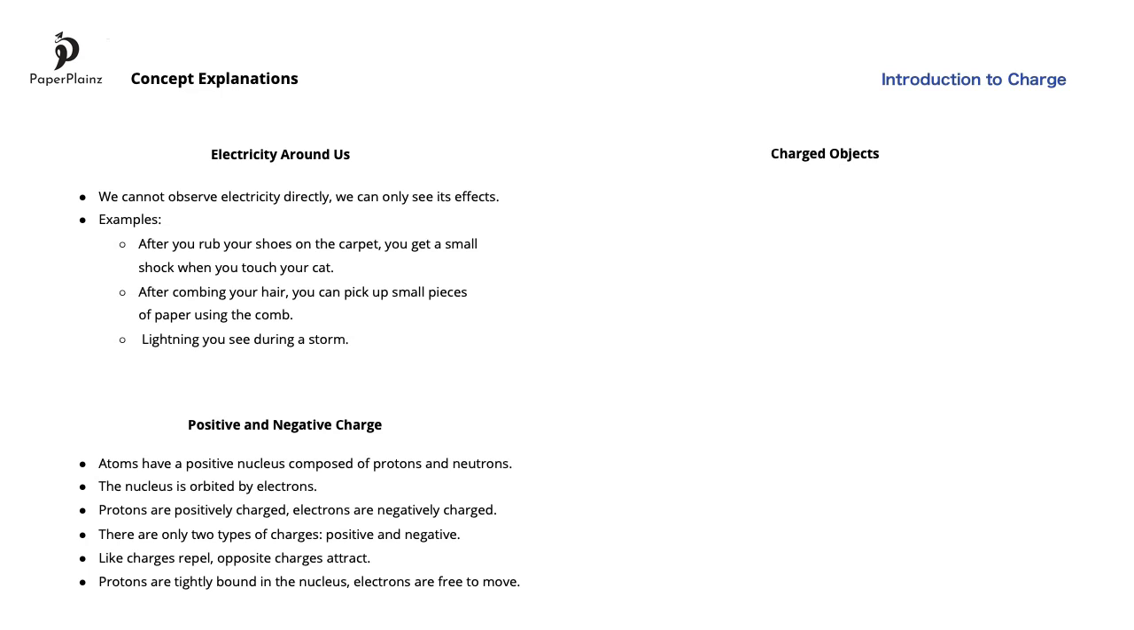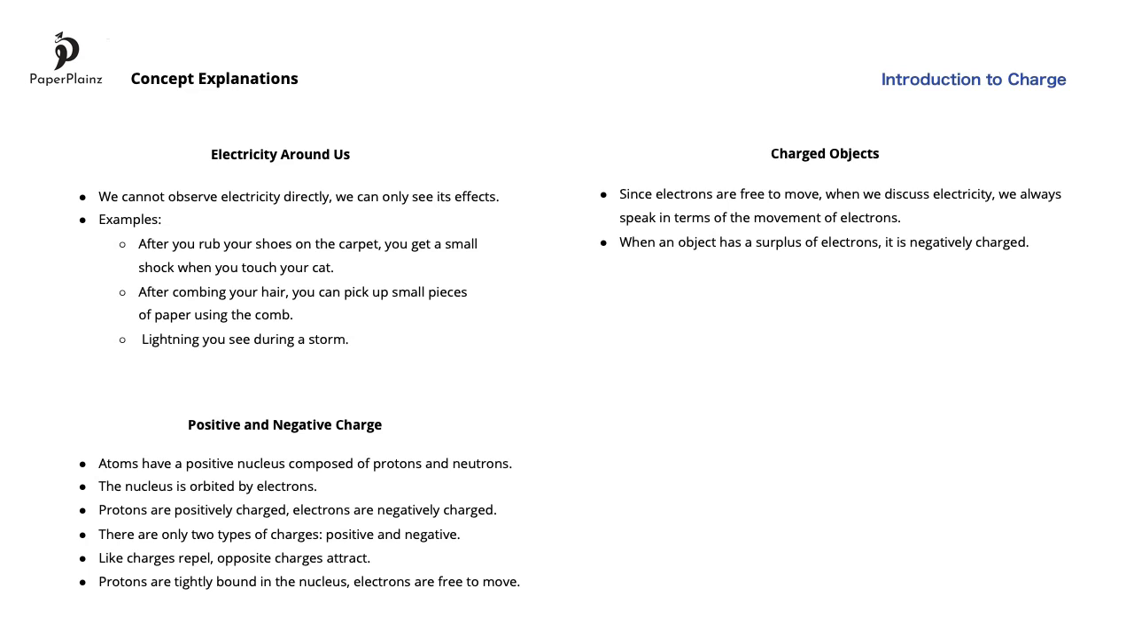As we said, electrons are free to move. This means that when we discuss electricity, we always speak in terms of the movement of electrons. So for example, the electricity in your computer cable is a result of electrons moving from one place to another. When an object has a surplus of electrons, it is negatively charged, and when it has a shortage of electrons, it is positively charged. Let's see an example.